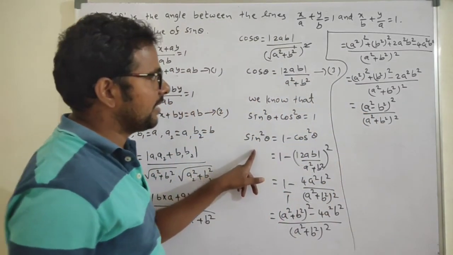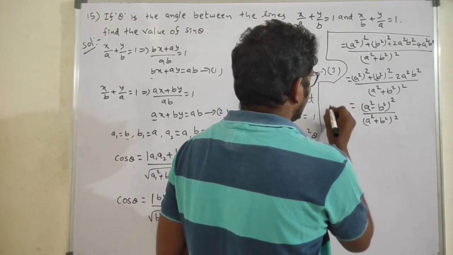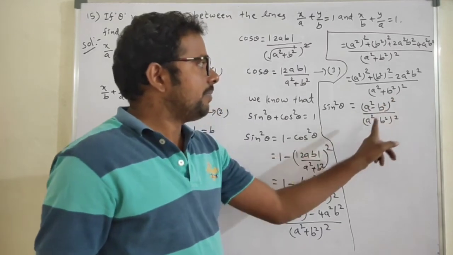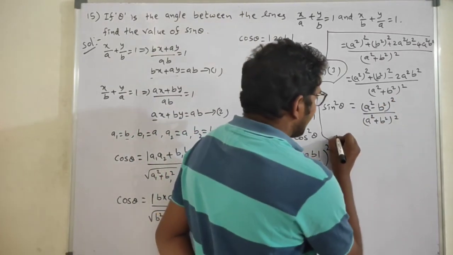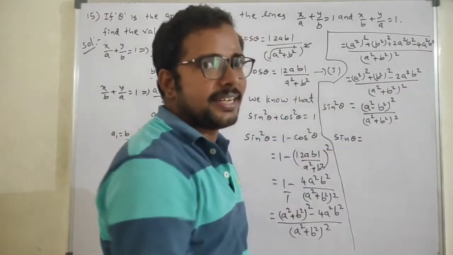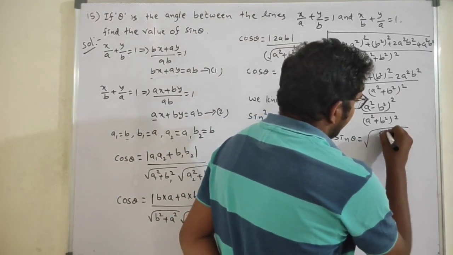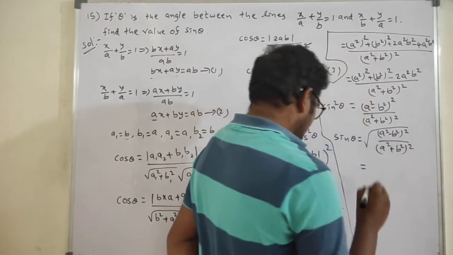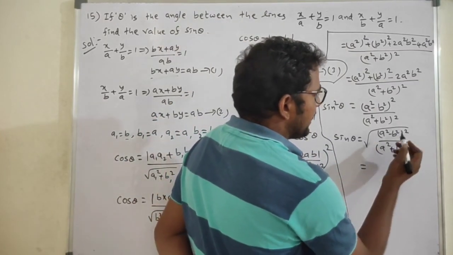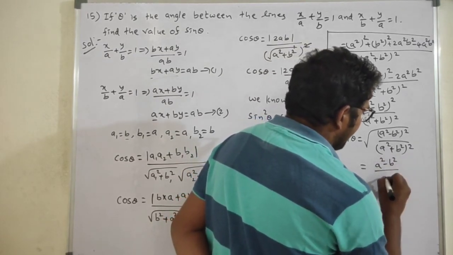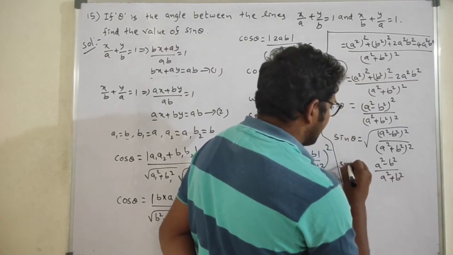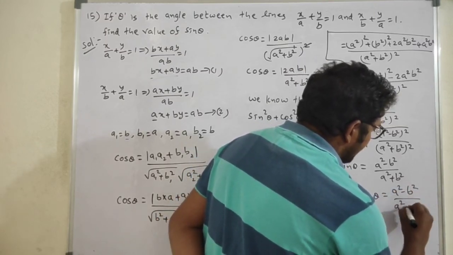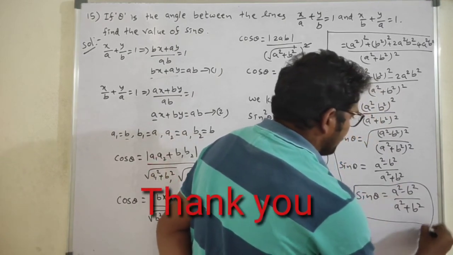What is this? Sin square theta. Sin square theta is equal to (a square minus b square) whole square by (a square plus b square) whole square. Since we need sin theta, sending the square to the right side it becomes a square root: sin theta is equal to square root of (a square minus b square) whole square by (a square plus b square) whole square. Here the square and root cancel, for both. So what is remaining? a square minus b square by a square plus b square. This is the sin theta value. Sin theta is equal to (a square minus b square) by (a square plus b square).